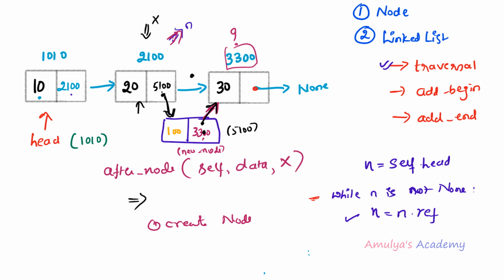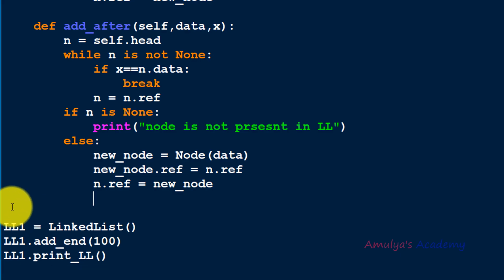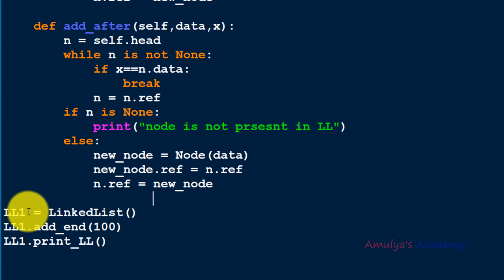Now here we can see the new node is added. This is the first node, this is the second node, and this node contains the reference of the new node, 5200. So this will be the third node. It contains the reference of the next node, that is 3300. So this will be the next node. So now let's execute and see whether it works properly or not.